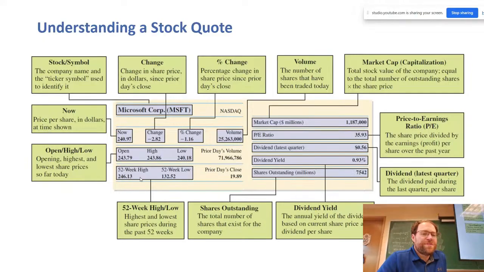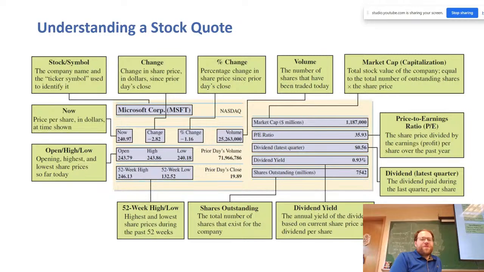The 52-week high is the biggest price it was in the past year. The 52-week low is the lowest price it was in the last year. And they have other things in here that get into more of the business side of things. Market cap will tell you roughly how much the total company is worth. PE ratio, or price to earnings ratio, just tells you how much the share price is divided by the earnings or profit per share.